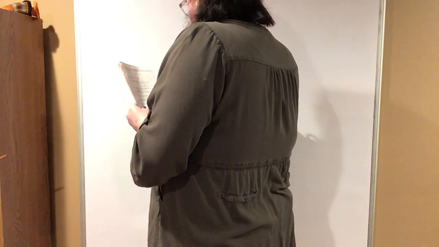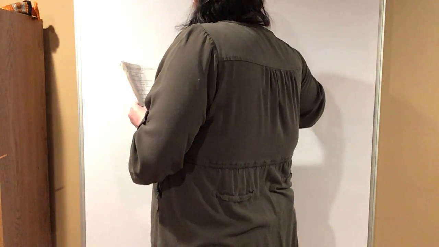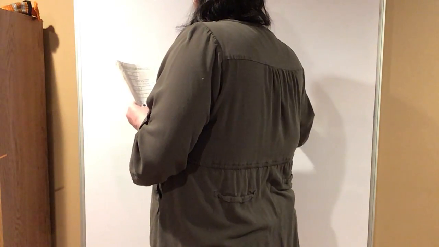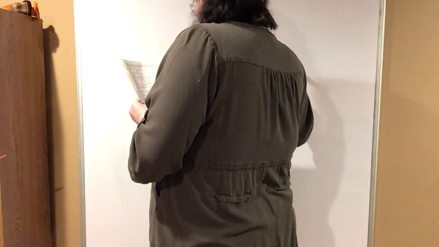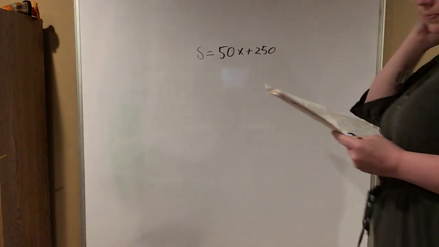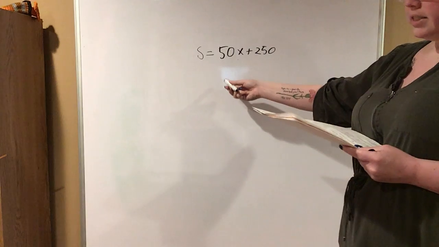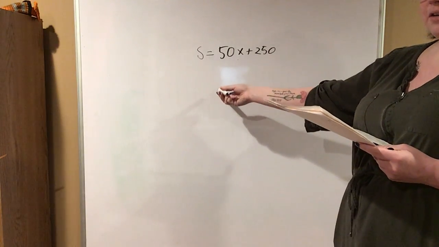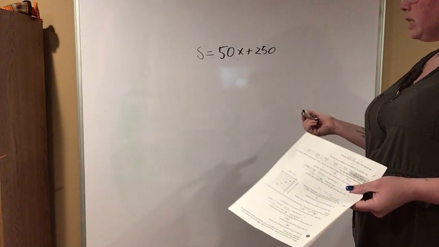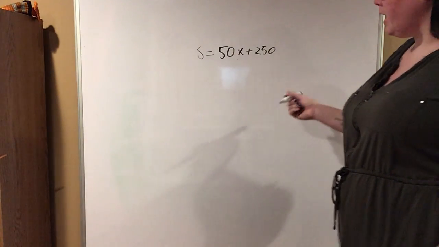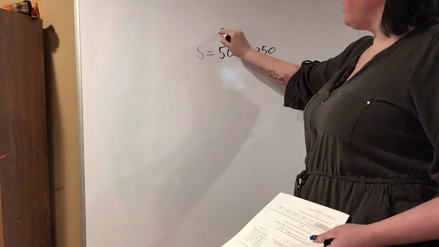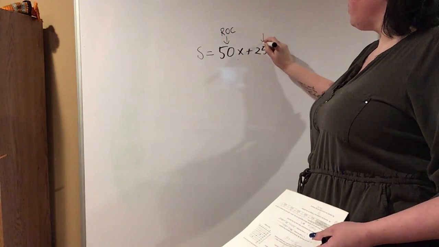Let's see. So what if I were to give you a word problem here. So this person is saving for college, and he has S equals 50x plus 250. We need to identify our rate of change and identify our initial value. So easy peasy, what's our rate of change? Well, there's our rate of change. And here's our initial value.